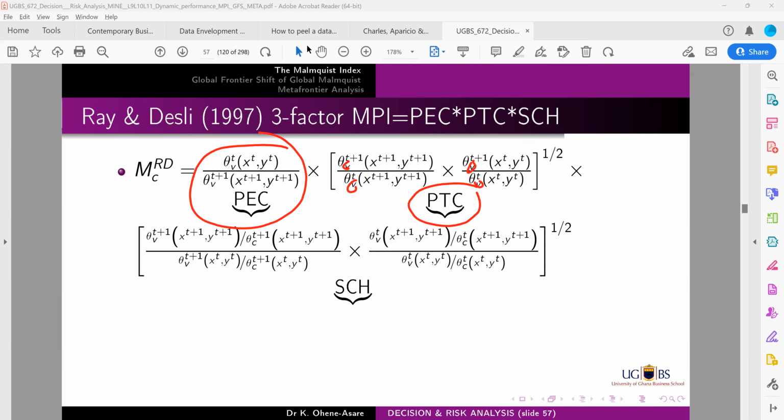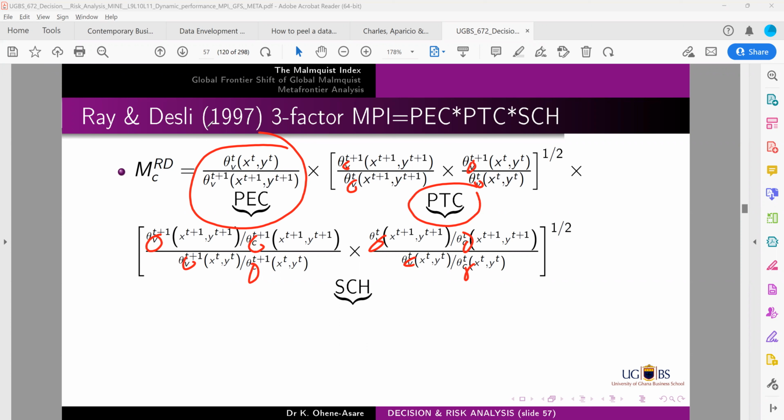Now, how do you handle the scale part? And what they did was very incredible. This time they didn't take only VRS or only CRS, but they combined them. So they looked at VRS relative to CRS to capture the scale. They didn't call it scale efficiency change. They called it scale change.